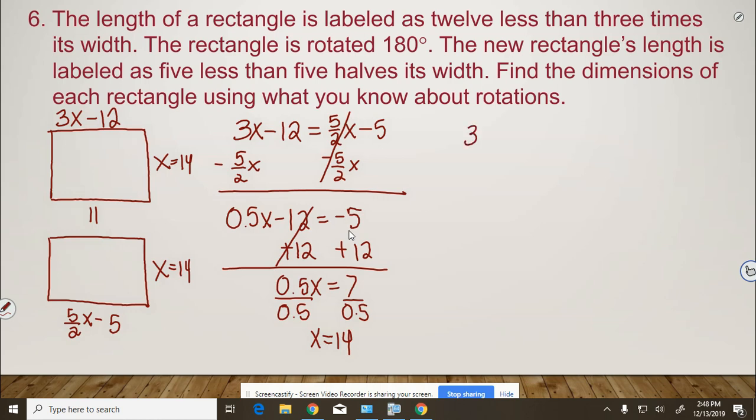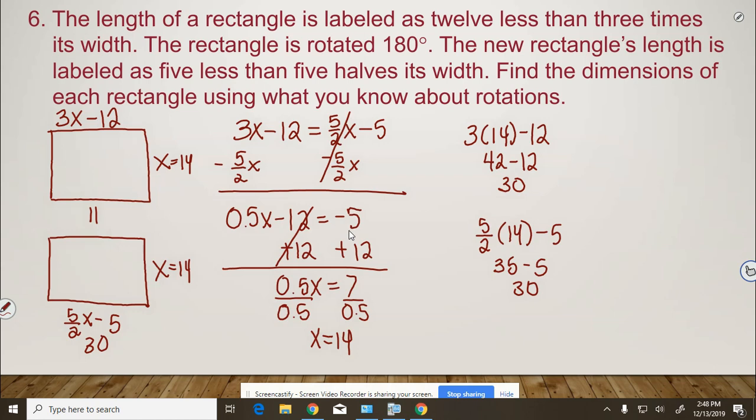So if we do 3 times 14 minus 12, that's 42 minus 12, which is 30. And then if we do 5 halves of 14 minus 5, well, 14 divided by 2 is 7. 7 times 5 is 35, minus 5 is also 30. So in both cases, these rectangles are 14 by 30. And we've proved that they are exactly the same and have the same dimensions.